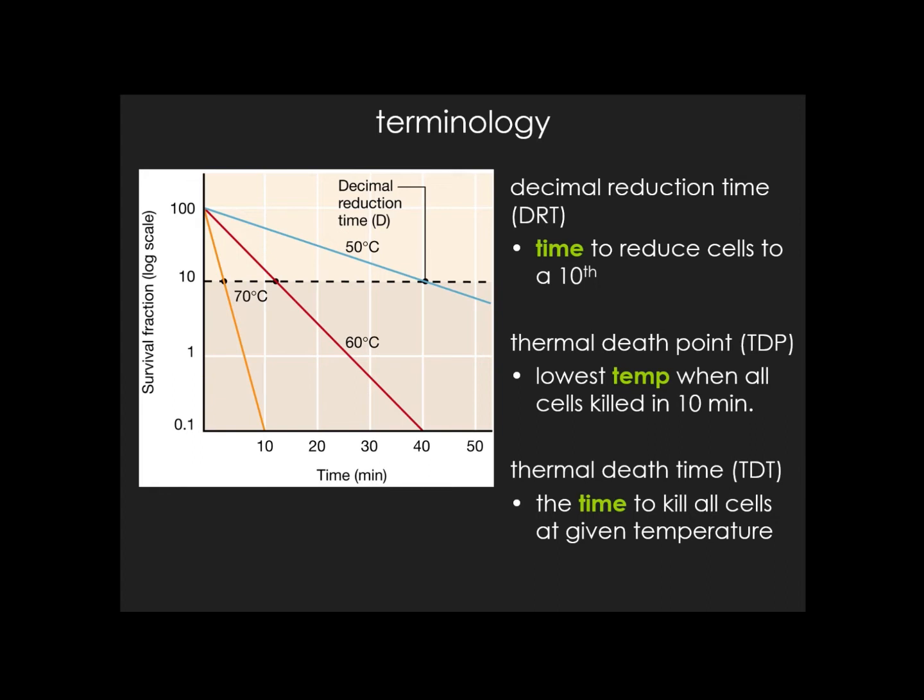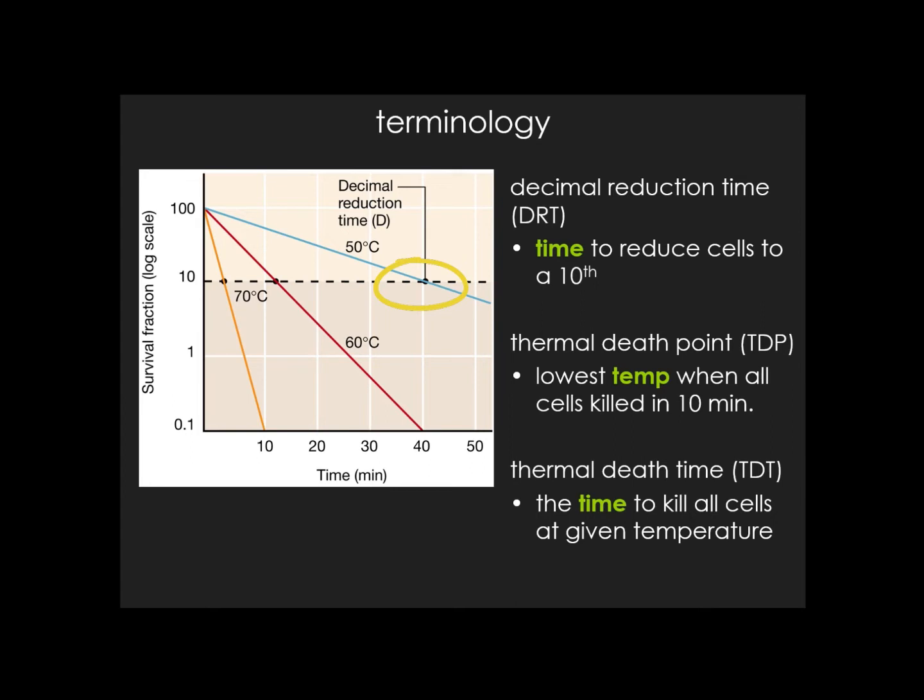So if we plot these on a logarithmic scale, notice the decimal reduction time there on the blue line is the time it takes for that population to go from 100% to only 10% surviving. And that, in this case, takes 40 minutes for that blue line, and we call that the decimal reduction time.